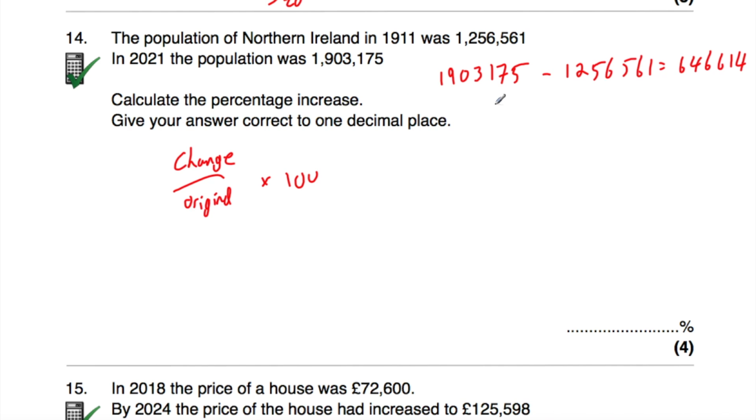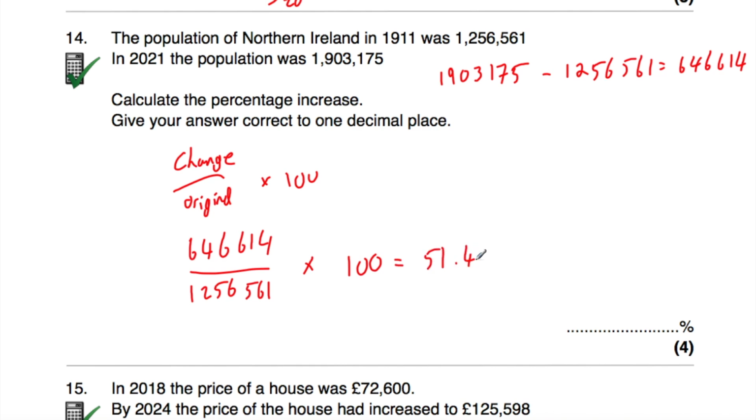That's what the population goes up by. So the change is 646,614 divided by the original. So the original population in 1911 was 1,256,561. And then we're going to times by 100. So let's work this out. And that's equal to 51.459 and so on. Now the question wants a percentage increase, but to give our answer to one decimal place. So our answer will be 51 point and then 45, so we're going to round up, so 5. So 51.5%. And that's it. That's how much the population has gone up by between 1911 and 2021.